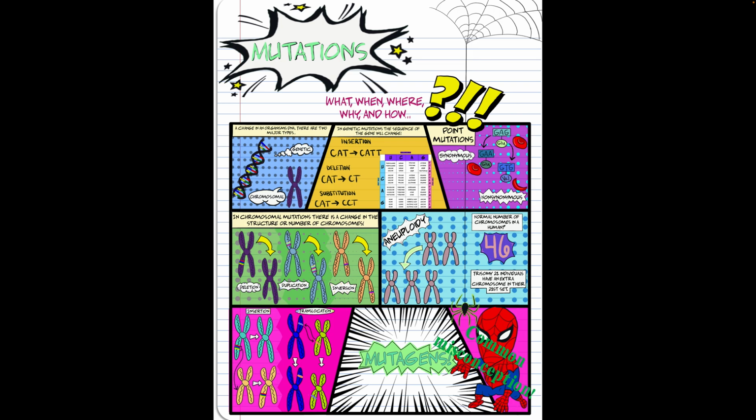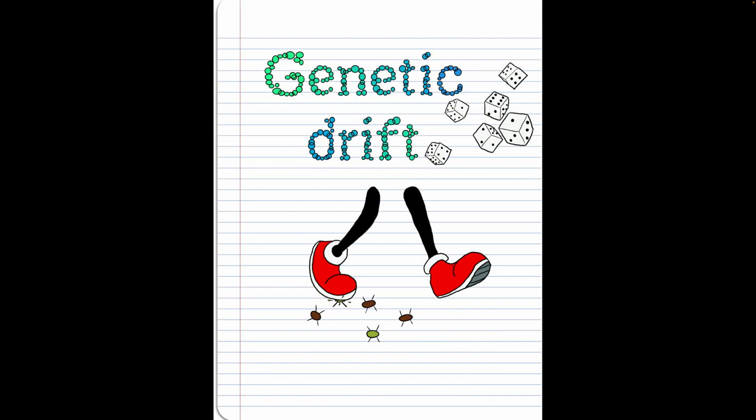Mutations are random. They're happening constantly and naturally. And as we discussed, they can be neutral, beneficial, or harmful. But they are what scientists call the ultimate source of variation. Speaking of random, our next topic is genetic drift, which is change in the gene pool that takes place as a result of random chance.